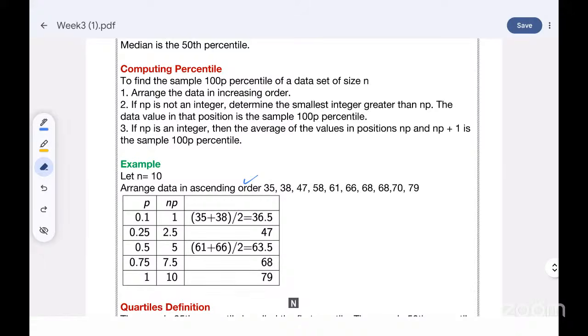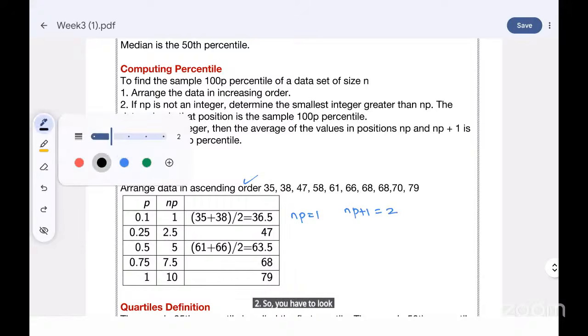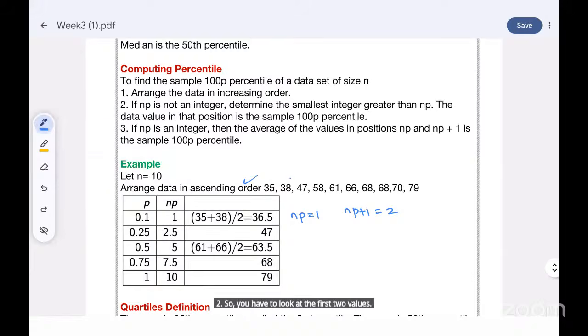NP is 35 and 38. Yeah, NP is 1 and NP plus 1 is 2. So you have to look at the first two values. Okay, 35 and 38. What does NP represent?